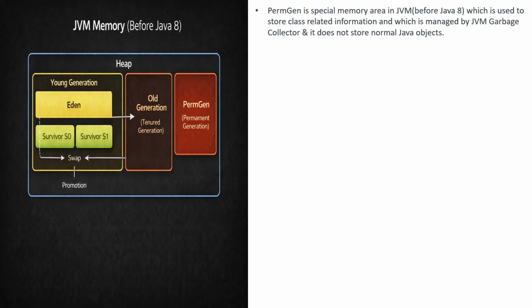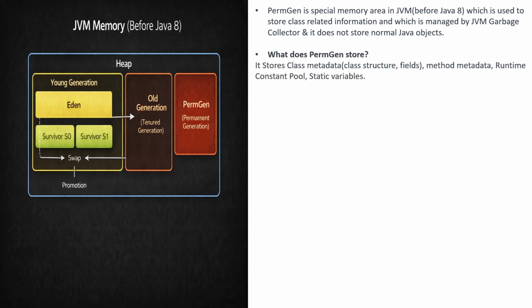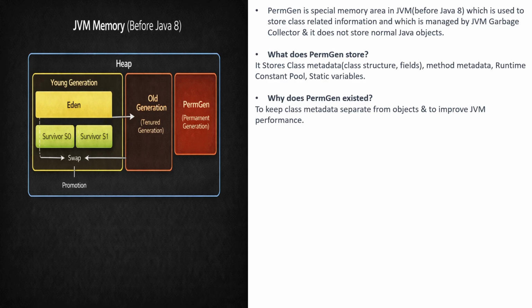Perm gen is a special memory area in JVM before Java 8, which is used to store class-related information and which is managed by the JVM garbage collector, and it does not store normal Java objects. So what does perm gen store? It stores class metadata like class structures, fields, method metadata, runtime constant pools, and static variables. So why did perm gen exist? To keep class metadata separate from objects and to improve JVM performance.